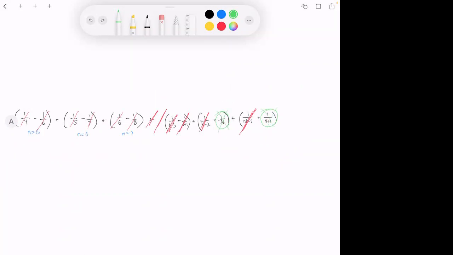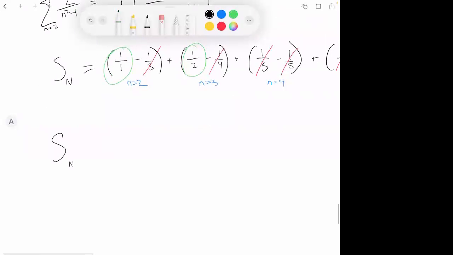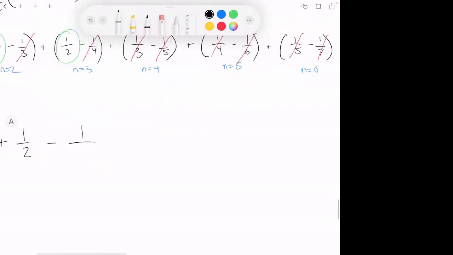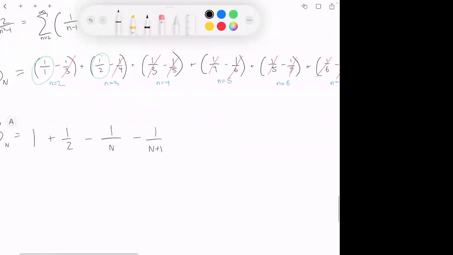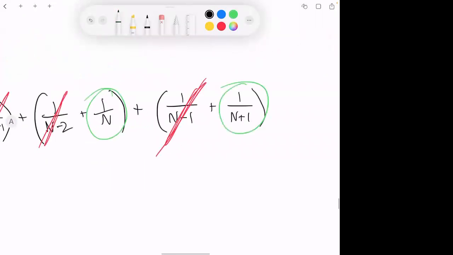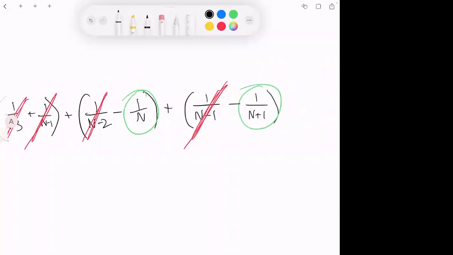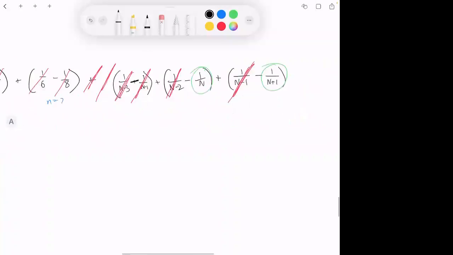So what I'm saying is, here we have an expression for the nth partial sum. If you add these all the way up to some capital N, it turns out it's 1 plus a half minus 1 over N minus 1 over N plus 1, right? They're both negative, because they're supposed to be negative, sorry.